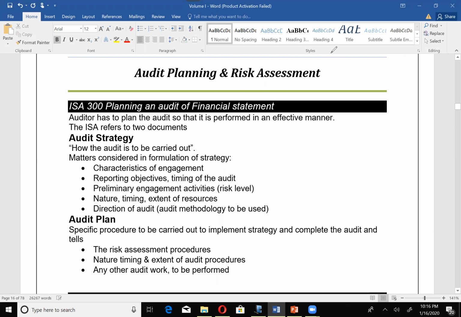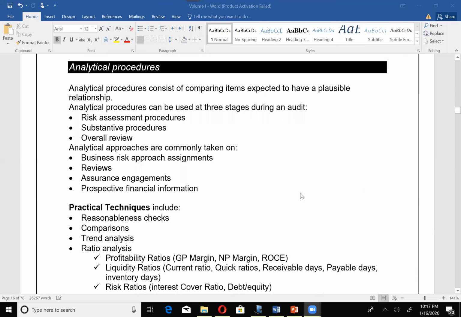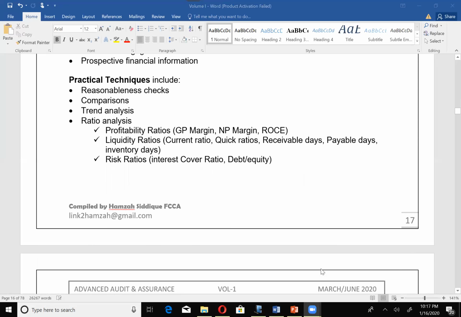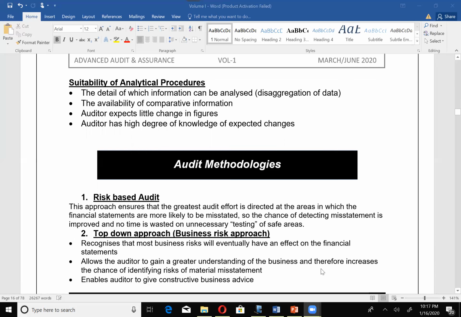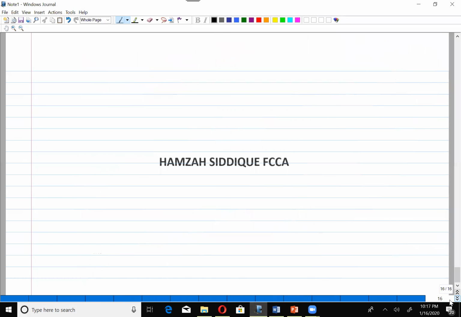Next, audit planning, the next section, very important, which I'm going to start, is audit planning and risk assessment. We have half an hour. We will try our best to do what we can today itself. Now, students, the first topic I will be doing is audit methodology.